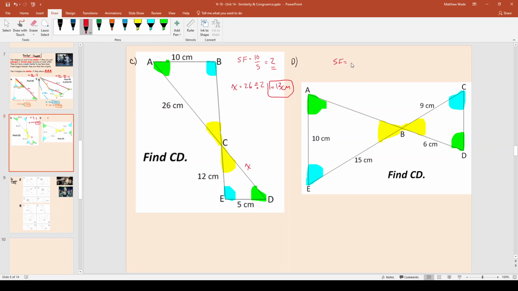Scale factor equals. And what numbers do we have that match? Well, I see a 9 and a 15 that match because they're both between blue and yellow. So here we go. Big over small.